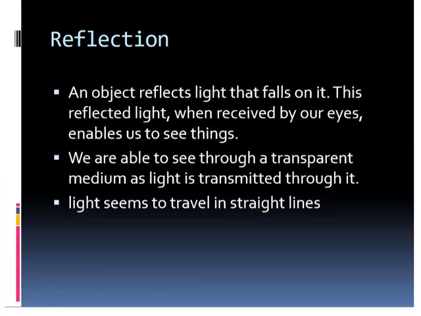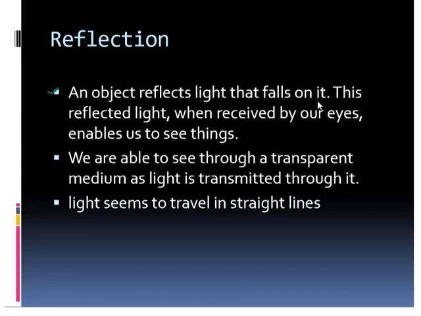You have already covered reflection and laws of reflection in your previous classes. So here, first point tells you that an object reflects light that falls on it. Whenever a ray of light or a beam of light falls on an object, it gets reflected. Not always, it has to be an opaque object.